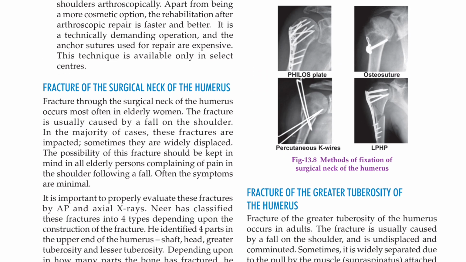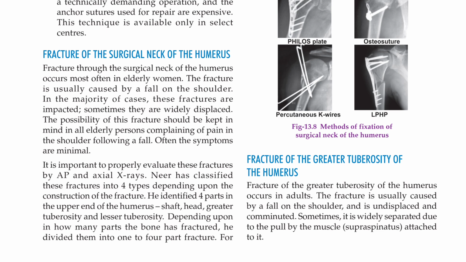Then come to fracture of the surgical neck of the humerus. The surgical neck is below the anatomical neck. Fracture through the surgical neck of the humerus occurs most often in elderly women.